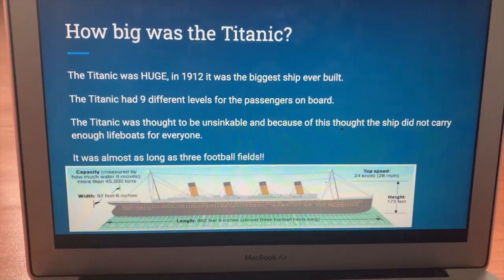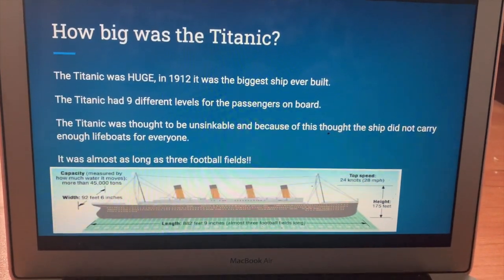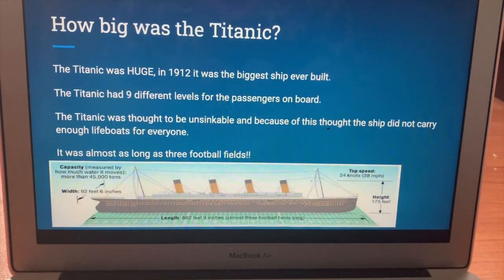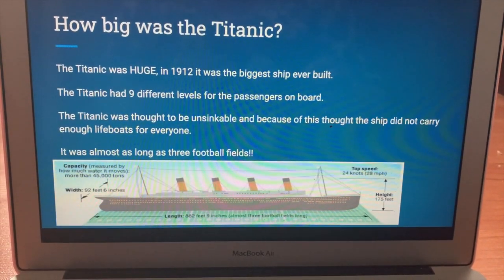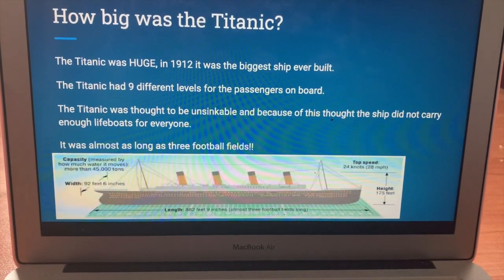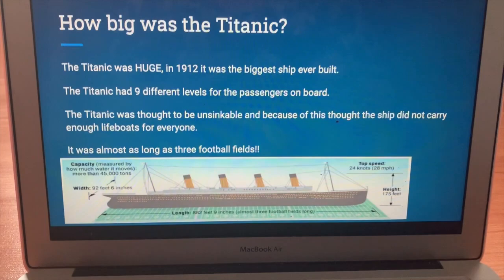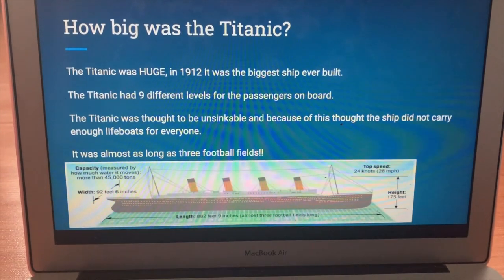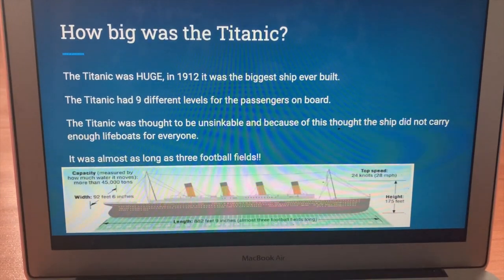So you're trying to think, well, how big exactly was the Titanic? Well, the Titanic was huge, and when it was built in 1912, it was actually the biggest ship ever built. The Titanic actually had 9 different levels for the passengers on board. The upper levels were for the richer passengers, and the lower levels were for the poorer passengers.